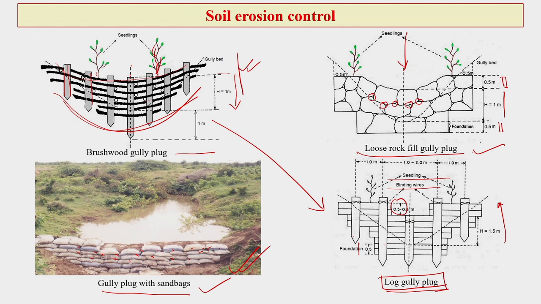What we do here is that ideally we bind these planks with wire. But again, as you see, ideally we should also keep little gaps in between the planks, and this is the space that you leave for the water to flow. If there is an excess amount of water on the upstream side, then the water will flow over this plug. So this is how we have different types of measures that we can take for regulating soil erosion.